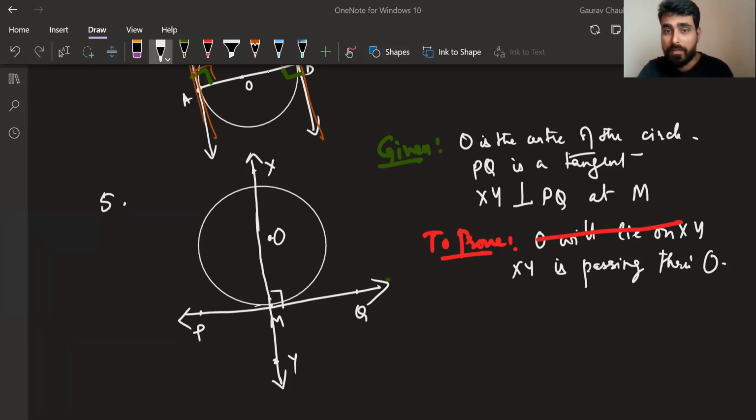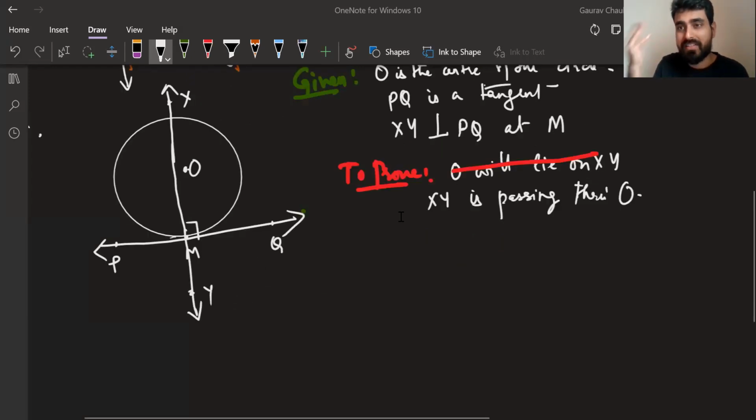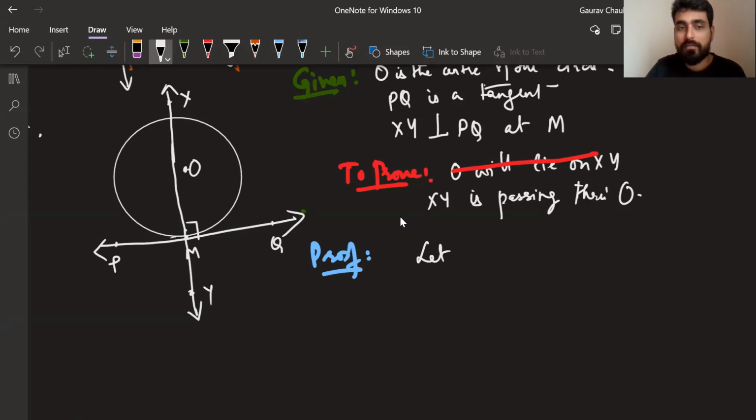Okay. So now for a minute, this is again, I think, going to be proved by contradiction, or something similar to that. So for a minute, let's assume that O is not lying on XY. Okay.